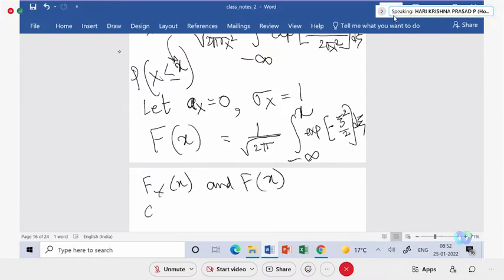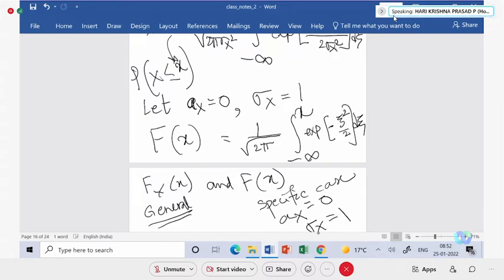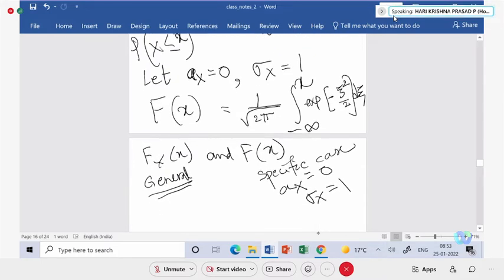F_X of x is a general expression, and f of x is a specific case, for which value of mean and for which value of sigma x. When mean equals 0, sigma x equals 1. That is the difference between F_X of x and f of x. Both are distribution functions, computed up to small x.